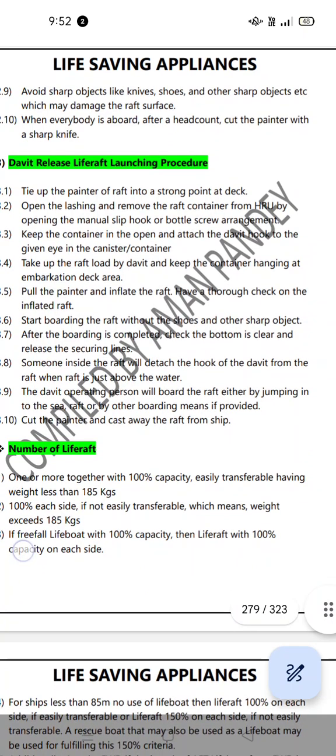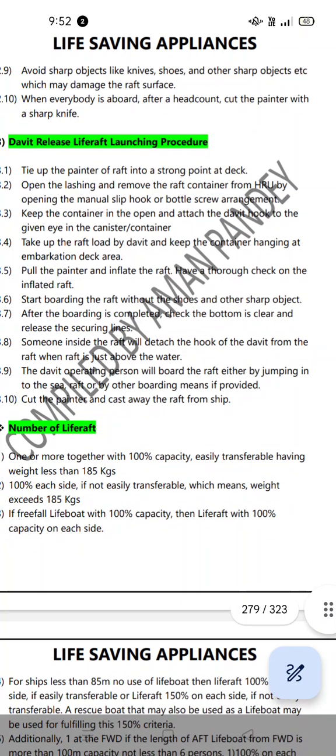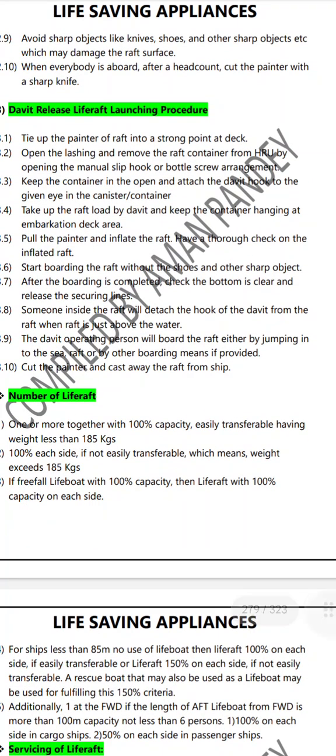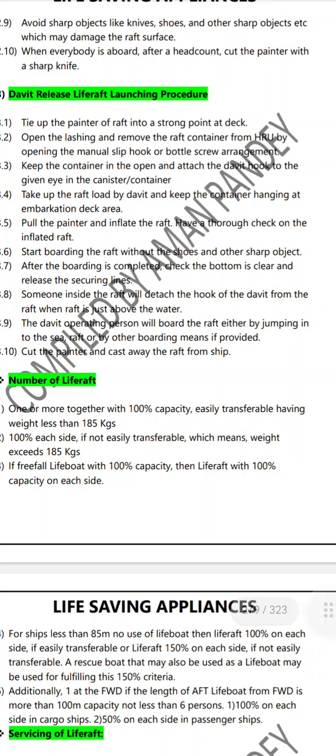Have a thorough check on the inflated raft. Start boarding without shoes and sharp objects. After boarding, check that the bottom is clear and release. Someone inside will detach the hook of the davit from the raft when it is just above the water. The davit operates either by jumping or by boarding ladder, if provided. Cut the painter and cast away the raft from the ship.